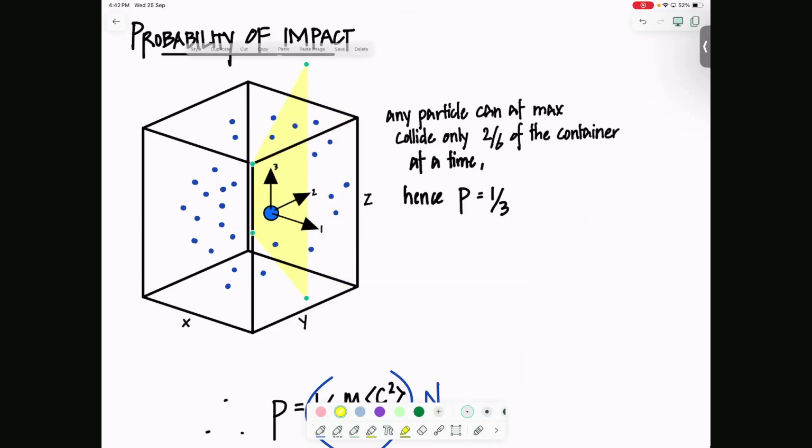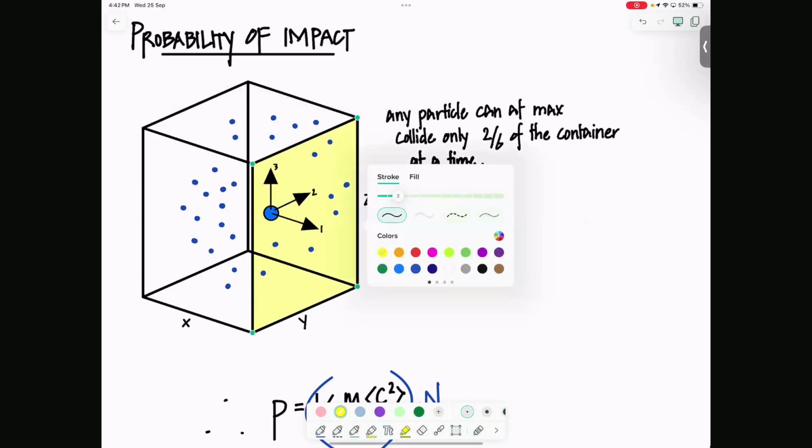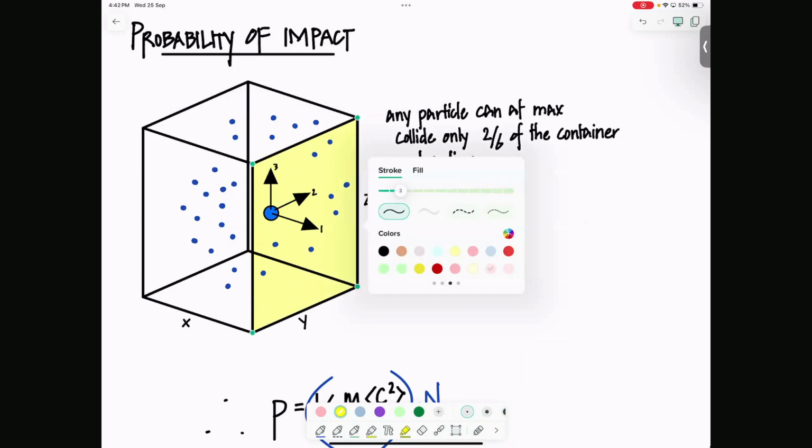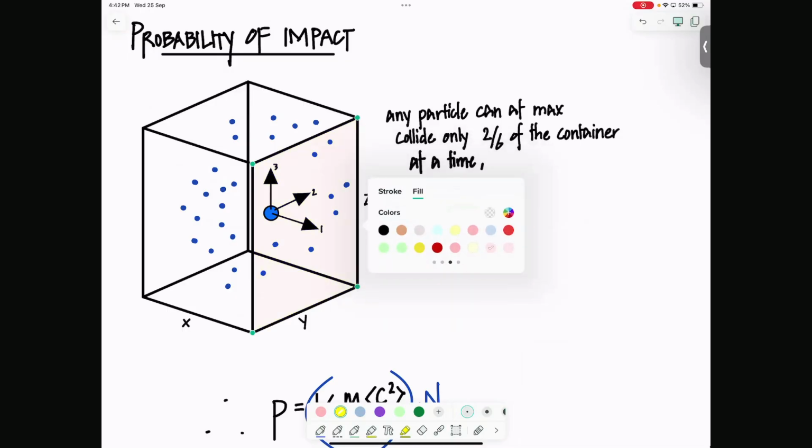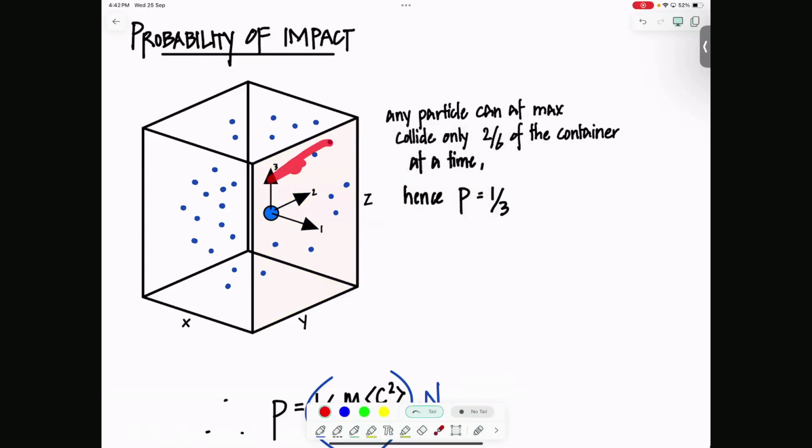I'll reframe my question. Let's say there are 100 particles in this container. How many particles can collide with this wall if the particles can only go in a straight line?